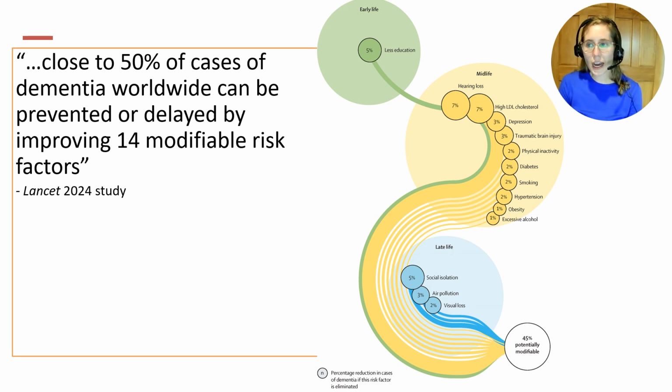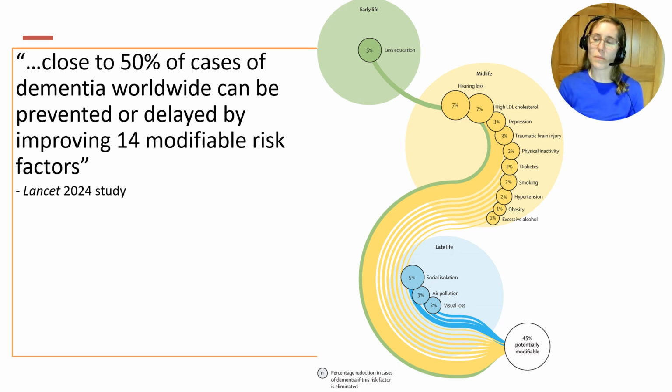So I just want to briefly highlight a few things, particularly in the midlife and late life, as we're going to go to this yellow section here. You can see that many of these risk factors are within the healthcare setting. And these are listed here in order of importance, so in order of the highest impact on future risk of dementia. So hearing loss, wow, if you eliminate hearing loss, 7% reduction in future dementia risk, that's major. High cholesterol, depression, traumatic brain injury, physical inactivity, diabetes, smoking, hypertension.